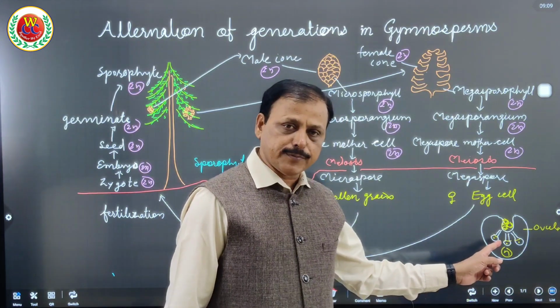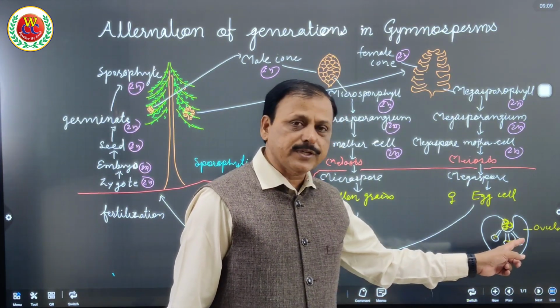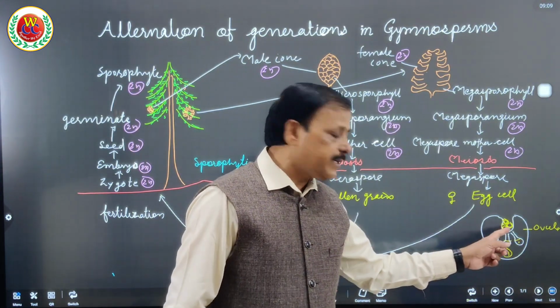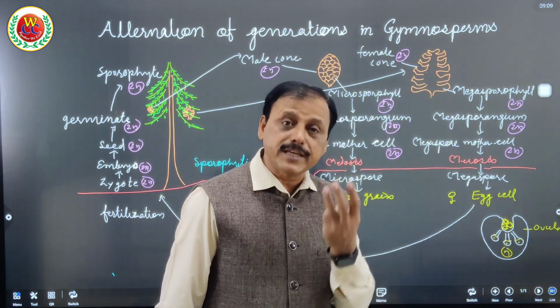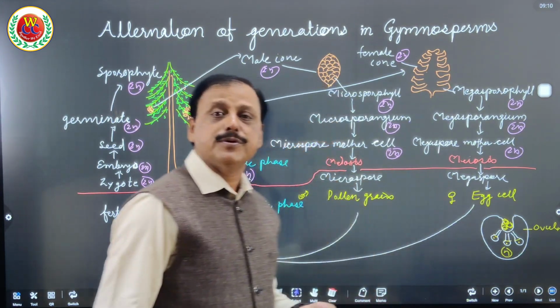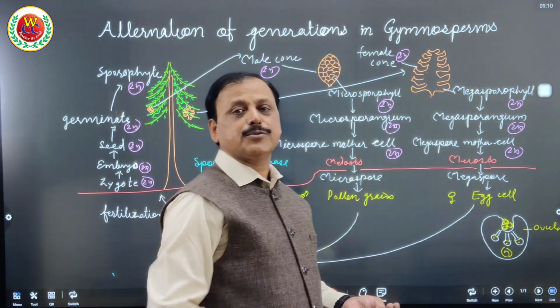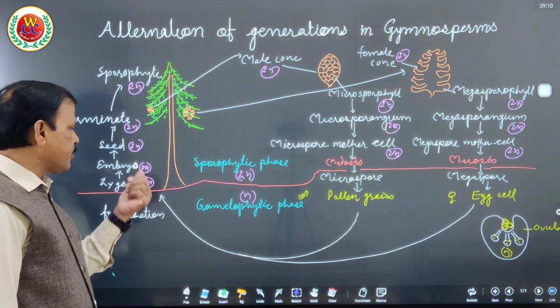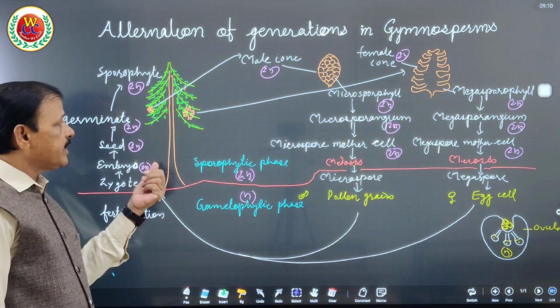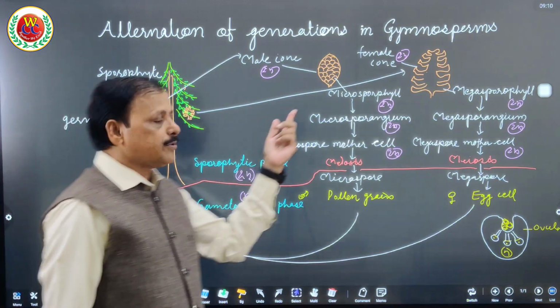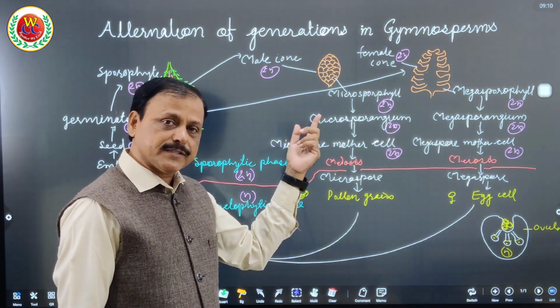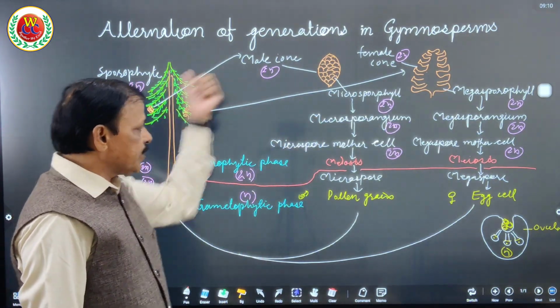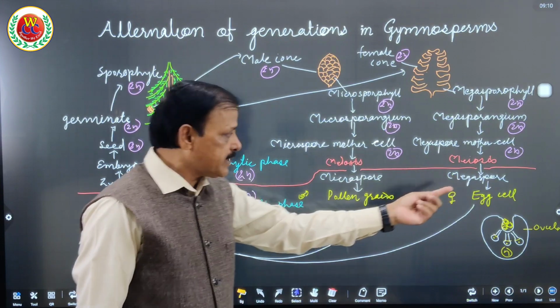What we can understand from this is that there are 3 archegonia bearing 3 egg cells fertilized separately by 3 pollen grains, producing 3 zygotes which develop into 3 embryos, that is more than 1 embryo, hence it is called polyembryony. So zygote develops into embryo, embryo develops into seed, and once again the cycle repeats. So we understood what is sporophytic phase. That sporophytic phase begins with zygote and ends with the gamete formation.